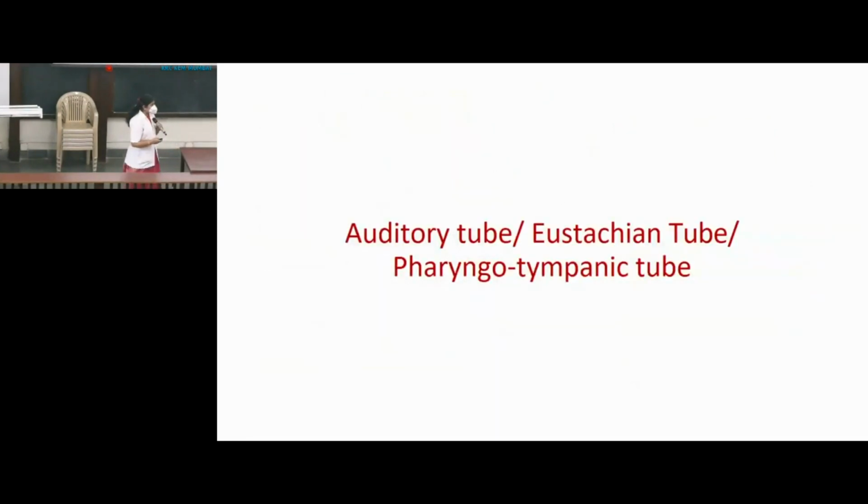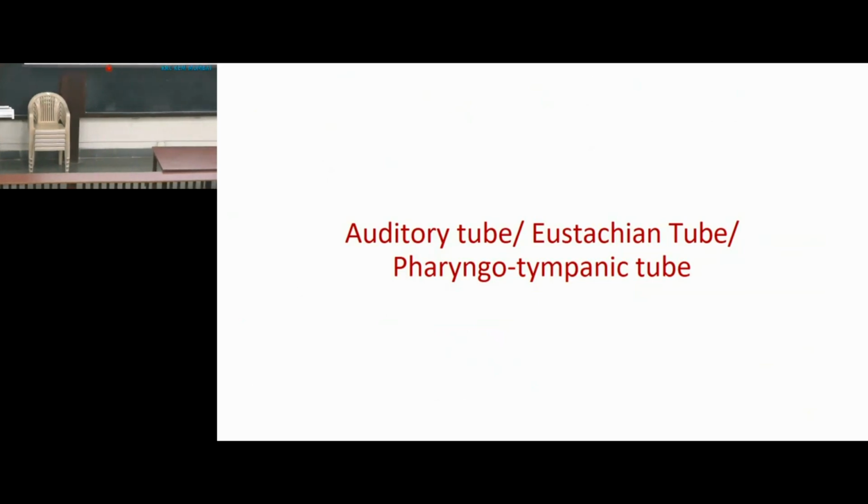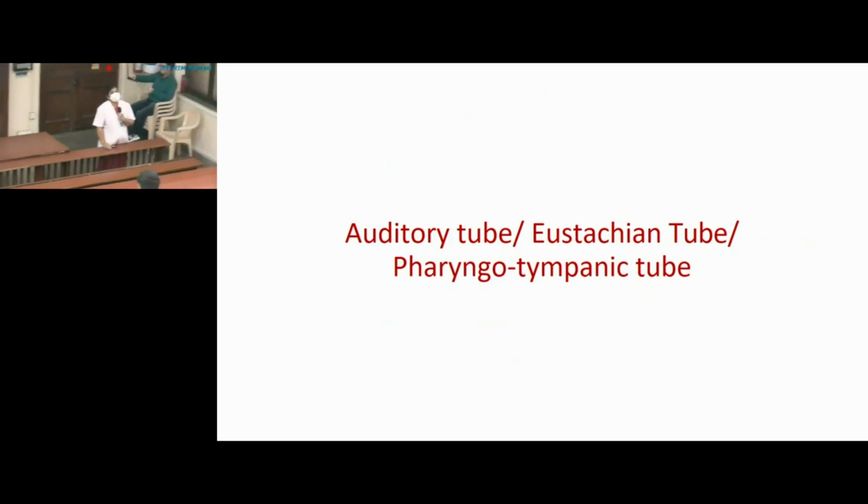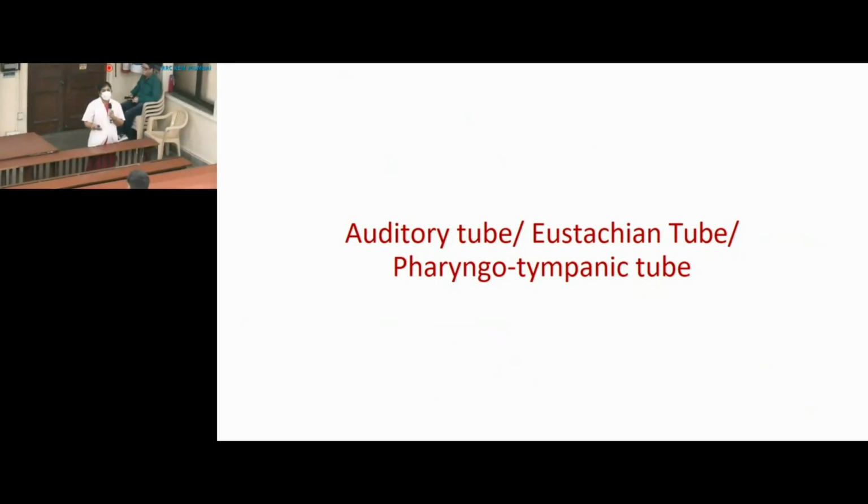And the last part of this session is the auditory tube, which is also called the Eustachian tube or pharyngotympanic tube. What is the length of the auditory tube and what does it connect? We have seen one opening. This is a vague answer, middle ear cavity and pharynx. You should specify the walls. Which wall of the middle ear cavity? Anterior wall. Connected to which wall of the pharynx? The pharynx has three parts: nasopharynx, oropharynx and laryngopharynx.